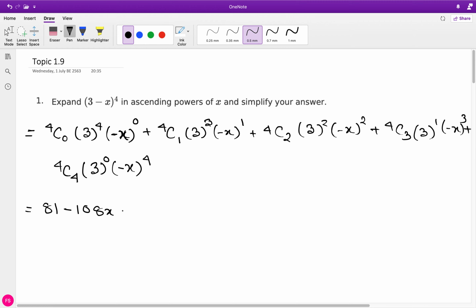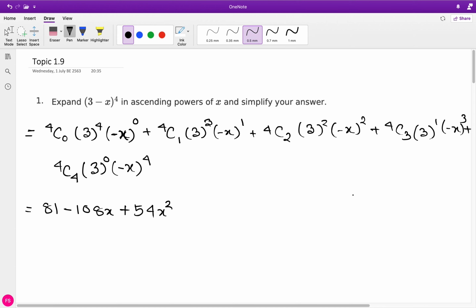108x plus 4c2. 4c2 times 3 squared, that is 9, will give you 54. But what about the sign? It's an even power. That means negative x times negative x, that will give you positive x squared, plus 54 x to the power of 2.